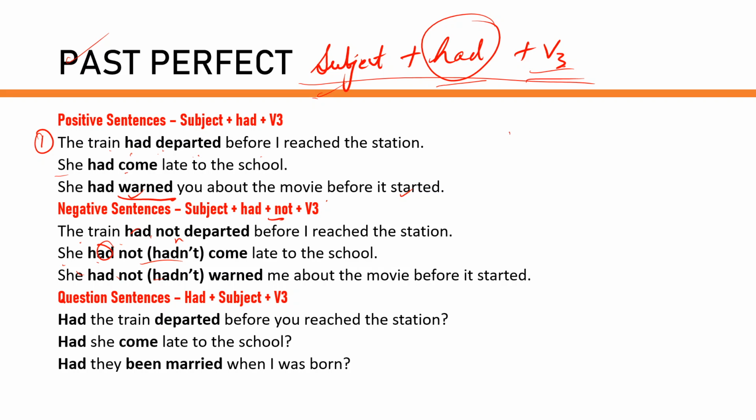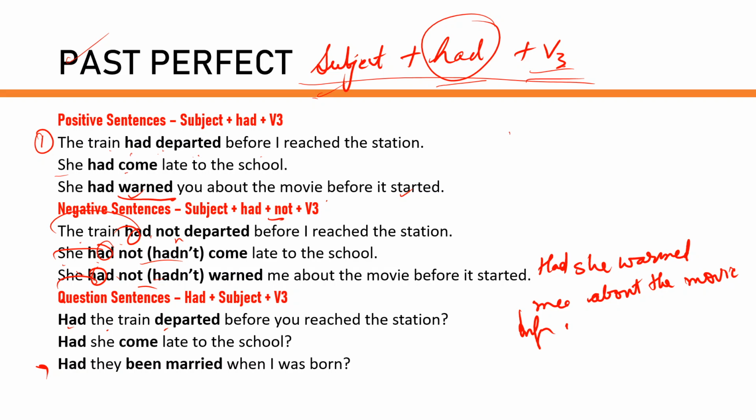We will take to the beginning: Had the train departed before your decision? Had she come late to school? Had they been married? Had they been married. तो दूसरा सेंटेंस है, यहाँ पे इसका अगर हम बनाएंगे, had she warned me about the movie, had she warned me about the movie before it started? Simple. Question mark.